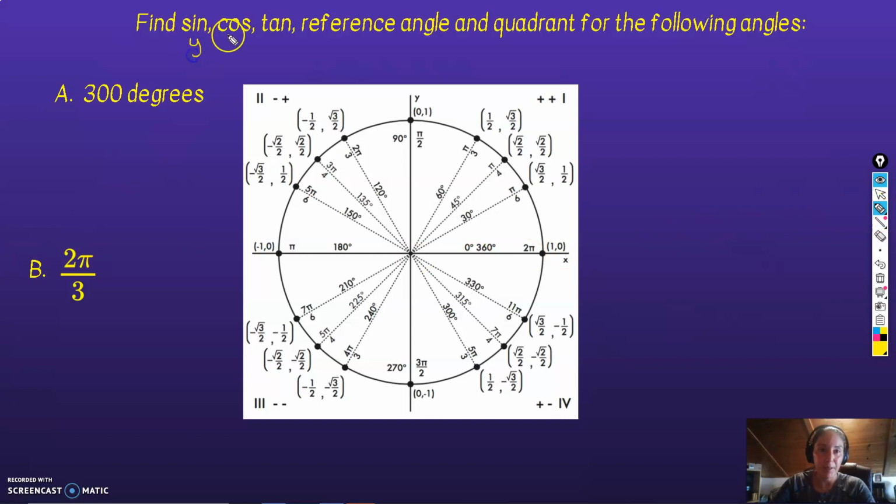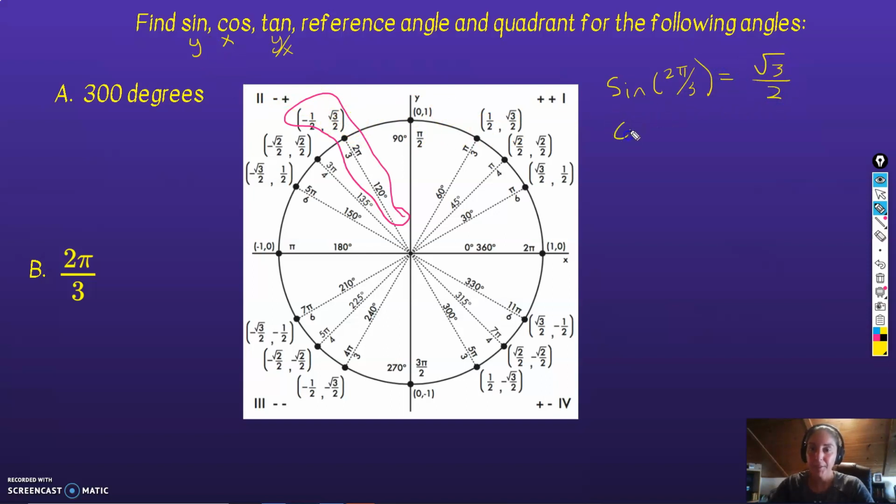So remember, sine is y, cosine is x, tangent is the slope, which is better known as y over x. All right, let's find 2 pi over 3 first. It's right here. Here's all the information that goes with 2 pi over 3. Sine of 2 pi over 3 is equal to, sine is the y, root 3 over 2. Cosine of 2 pi over 3 is equal to, cosine is the x-coordinate, negative 1/2.